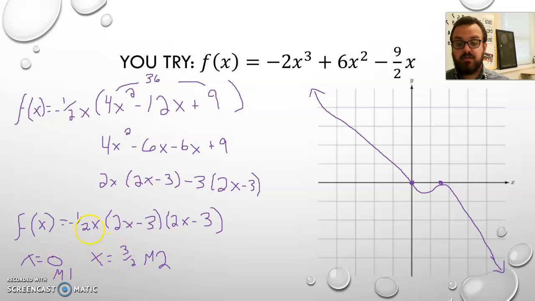X equals 0 only shows up once, so there's a multiplicity of 1. X equals 3/2 showed up twice, so there's a multiplicity of 2. And so this is what my graph would look like. End behavior up, down. We have a negative odd degree. So I connect, I go down here, I go through, because multiplicity of 1. Even multiplicity, so I bounce off, and I go down, and I connect to my other end behavior.